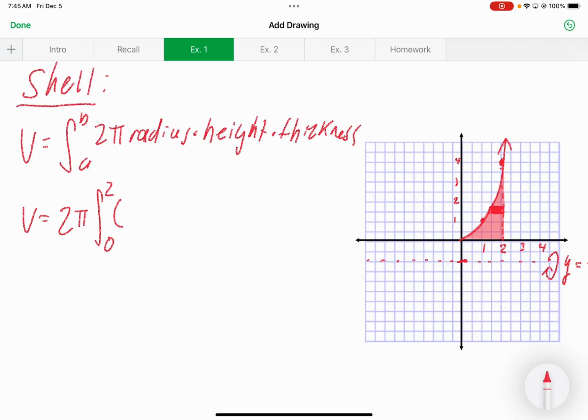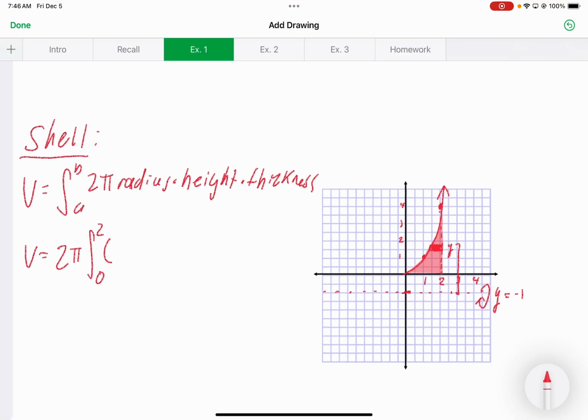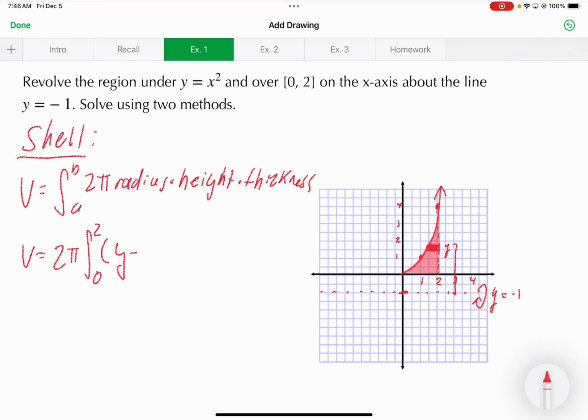And our radius is what changed for this example. Do you guys remember what our radius was yesterday? Yeah, because it was y minus -1, right? So we were doing our distance from whatever arbitrary y value we pick, and then also -1 down here. So it was this distance here. So y minus -1 or y plus 1 is what went in for our radius.